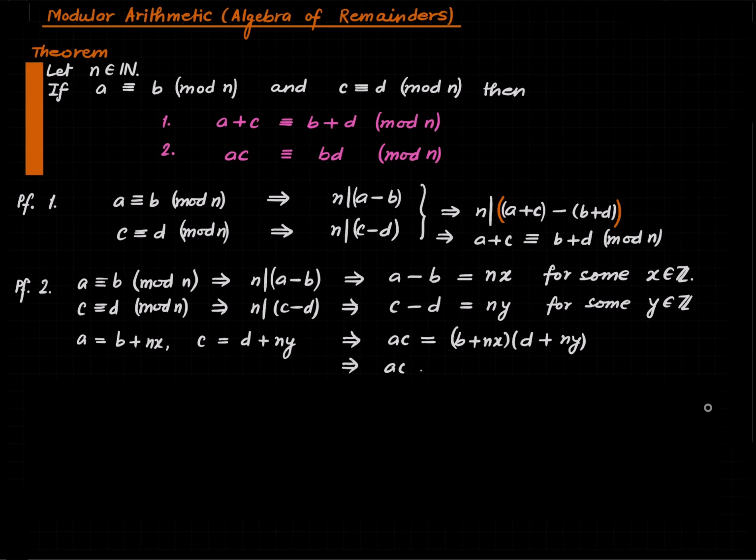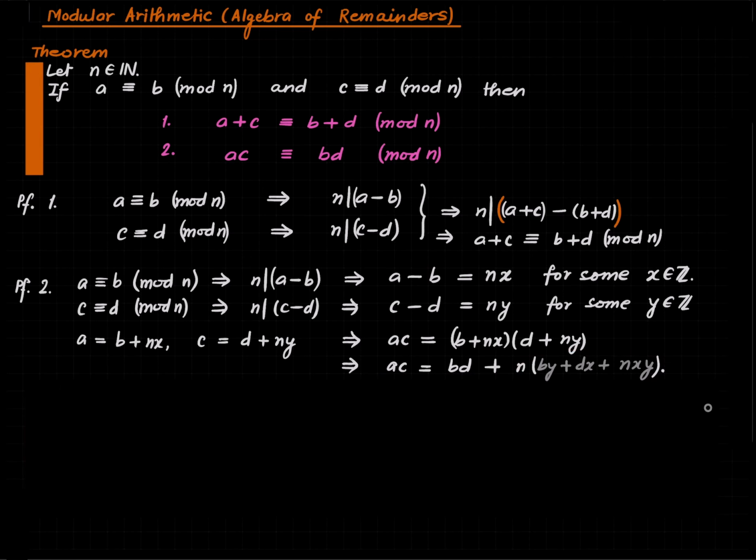which is, by basic algebra, n times some garbage, but let me write down the garbage even though it's not important. The garbage is by plus dx plus nxy. So ac minus bd is n times something, and therefore ac minus bd is divisible by n.